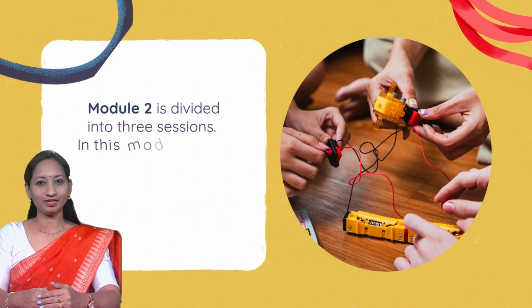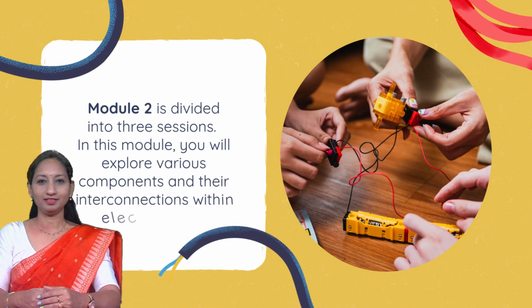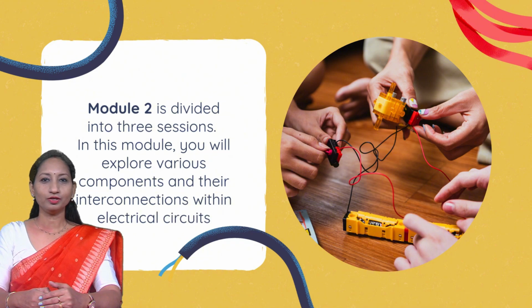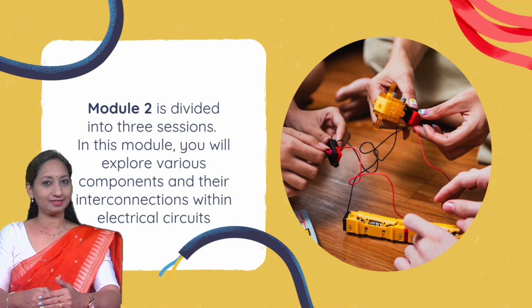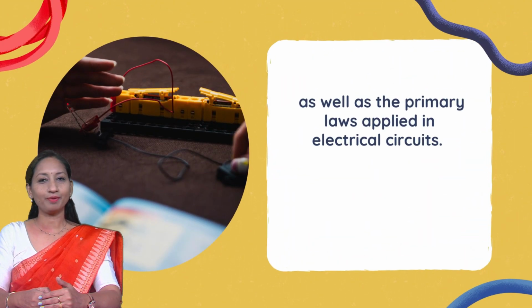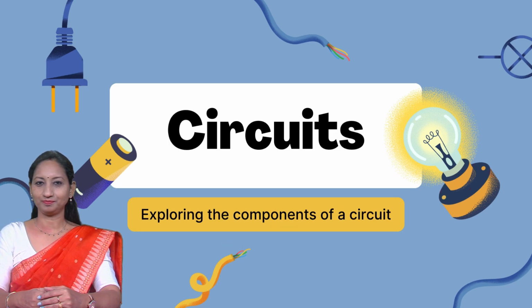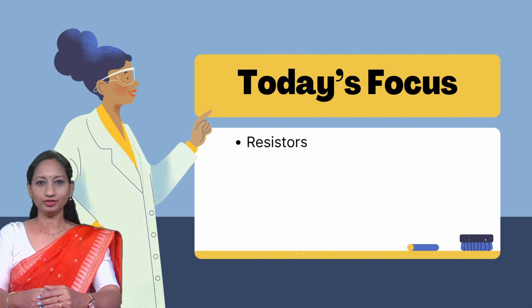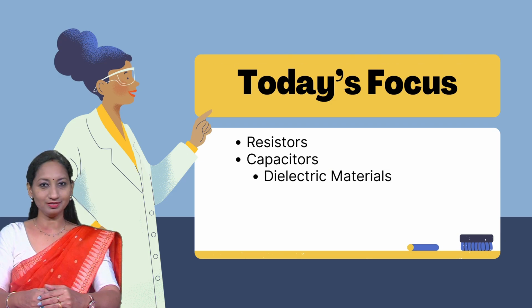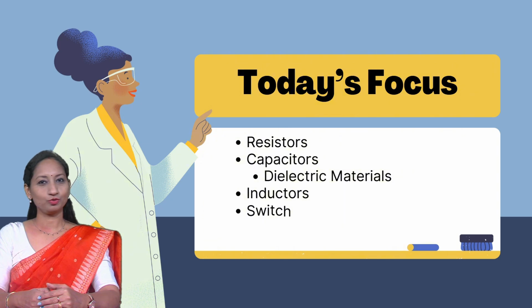Module 2 is divided into 3 sessions. In this module, you will explore various components and their interconnections within electrical circuits, as well as the primary laws applied in the electrical circuits. Today, I will be introducing the components of electrical circuit. We will focus on resistors, capacitors, and in the capacitor we will discuss the dielectric materials, inductors, switch and relay.